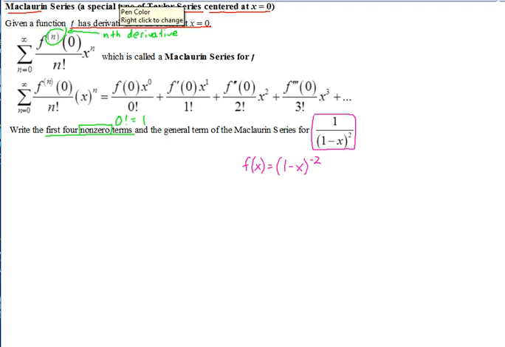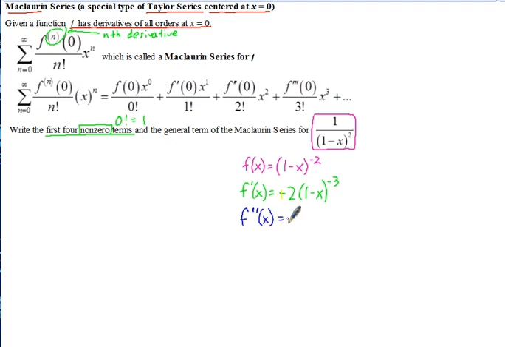Then if we take the first derivative, f prime of x, using the power rule and the chain rule, you'd bring the exponent down in front, so it would be negative 2, 1 minus x, reduce the exponent by 1 to the negative 3. But then the chain rule says we have to multiply by the derivative of the inside. The derivative of 1 is 0. The derivative of negative x is negative 1. So it gets multiplied by negative 1, making this a positive 2.